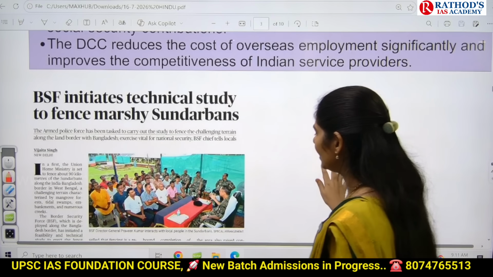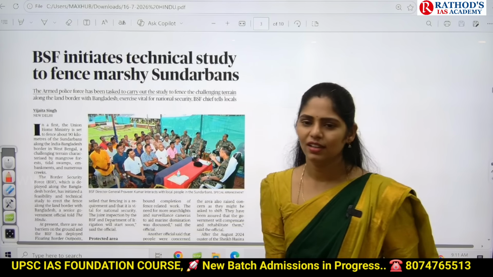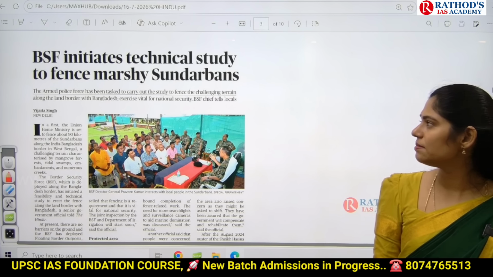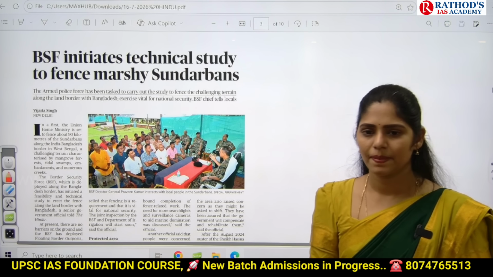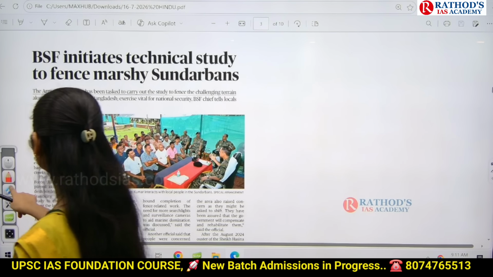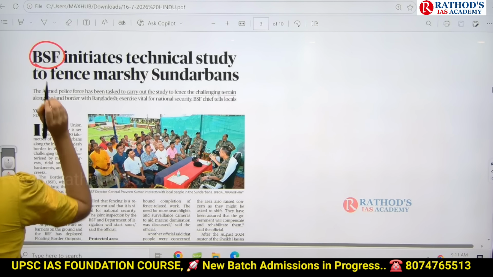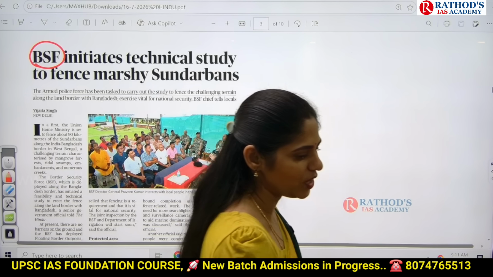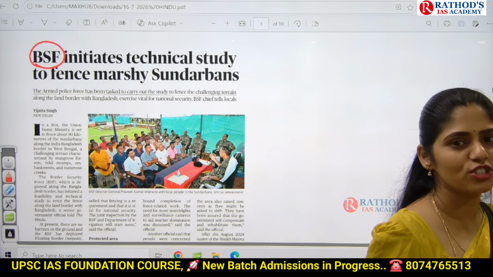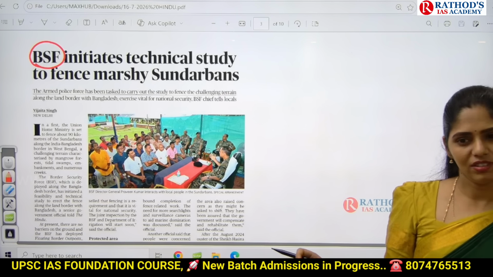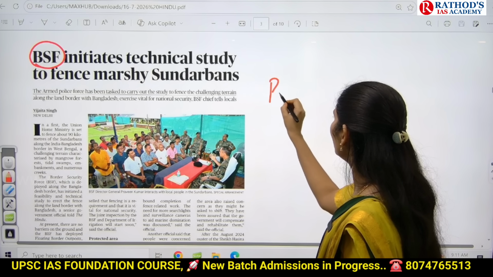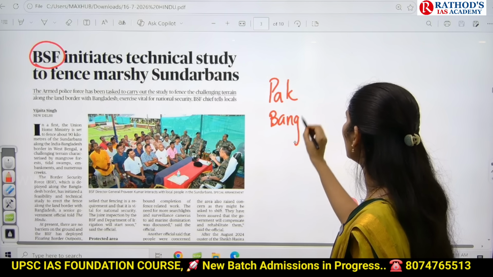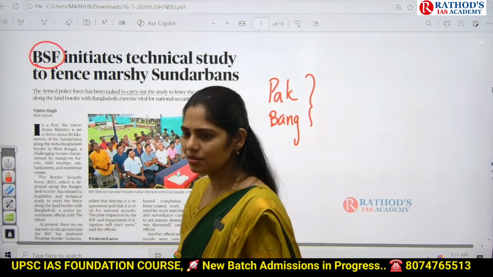Okay, now let us see the next article. Read out the title: BSF initiates technical study to fence marshy Sundarbans. What is the keyword? BSF. What is the full form of BSF? Yes, Border Security Force. And my question is, which borders does the Border Security Force guard? Yes, India-Pakistan and India-Bangladesh. These two countries' international borders are guarded by BSF.